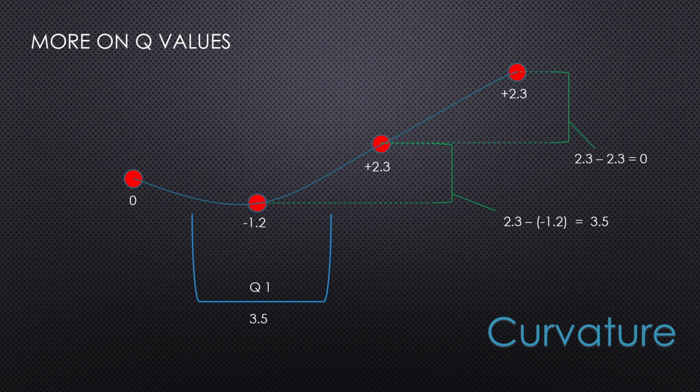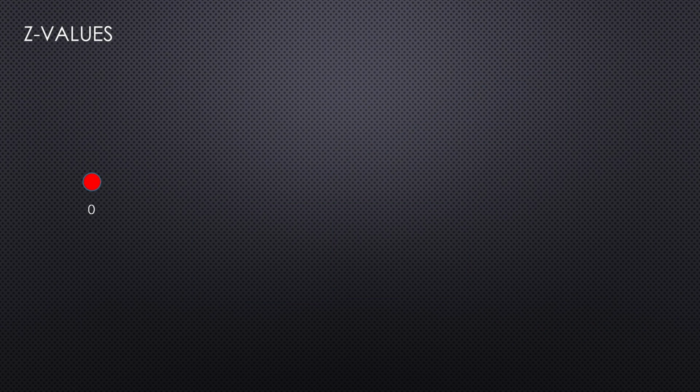Q2 is 2.3 minus 2.3, which is equal to 0 inches. This is actually telling us that there was no change to the actual flatness of the floor between these points. Although these points are not level, it's still flat between these points. And with that, you now have two Q values, which are then used in the overall statistical formula for calculating FF. Hopefully at this point you understand the general concept of Q values. So let's move on and introduce Z values.